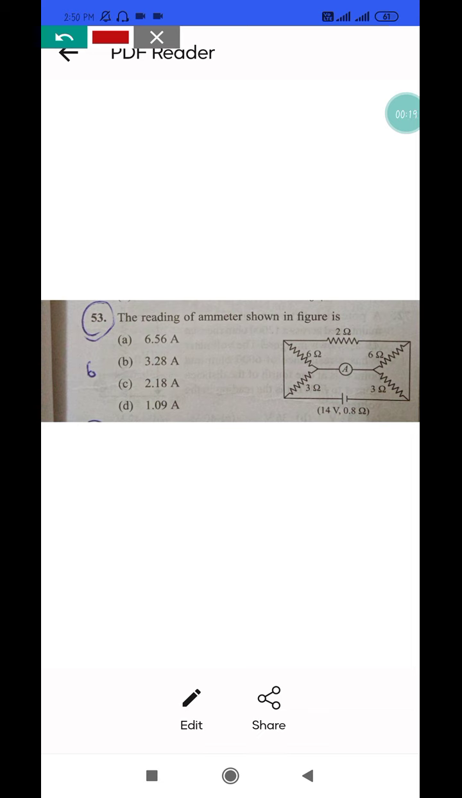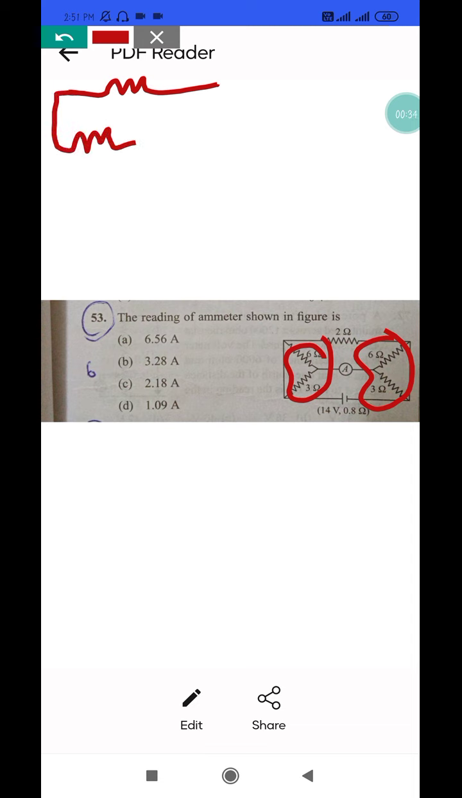So we have 2 ohm resistors, and 6 and 3 ohm resistances. Similarly, we have 6 and 3 ohm resistors. The 6 and 3 ohm resistors are connected in parallel because they have the same potential. So let me redraw this. This is 2 ohm. The total or effective resistance between 6 and 3 will be 2 ohm, right?